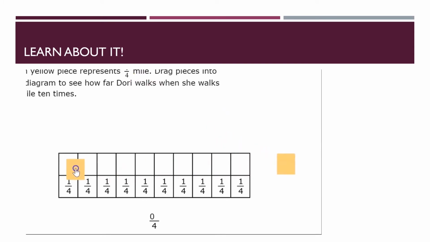All right. 2/4, 3/4, 4/4. Hey, what's 4/4 also equal to? Yep, 1 whole. 5/4, 6/4, 7/4, 8/4. Hey, what's 8/4 also equal to? 2 wholes. All right, so we have 8/4, 9/4, and 10/4.